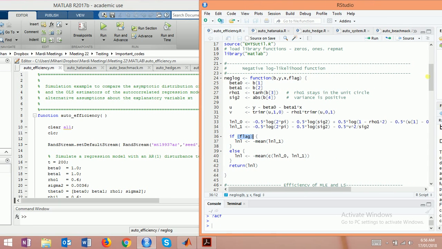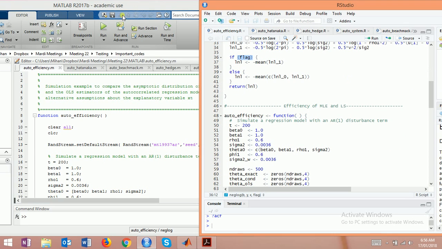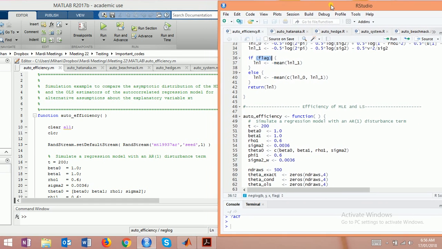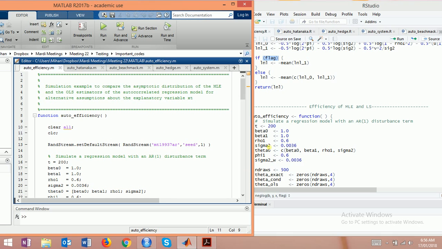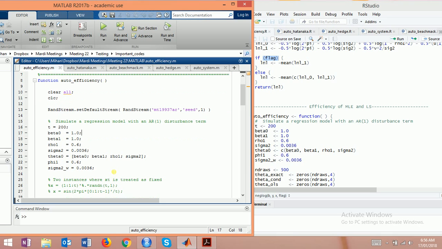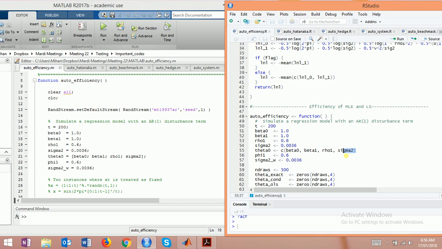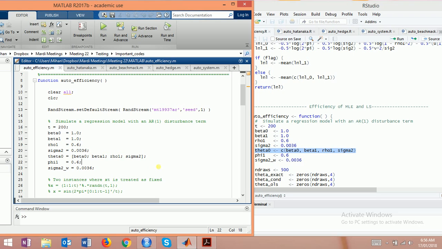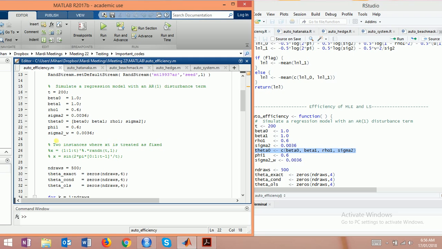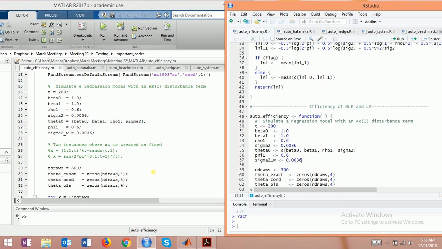So let's see how we proceed. First we name this as a function and we start generating. T is equal to 200, beta naught, beta 1, rho 1, and sigma square are given to us. Theta naught is all the parameters combined in a column, so we simply combine all these parameters in columns. Phi 1 is 0.6, this is also given. Sigma square is 0.0036, fine. Number of draws.